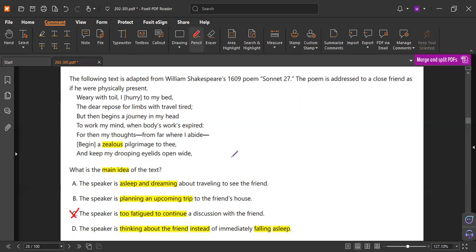Again, keep my dropping eyelids open wide means how he fatigued to continue. And how is sleep and dreaming? He always keep my eyelids open. Is evidence to prove that he is wrong. It's not supported, not explained. We don't have any information that he is planning.